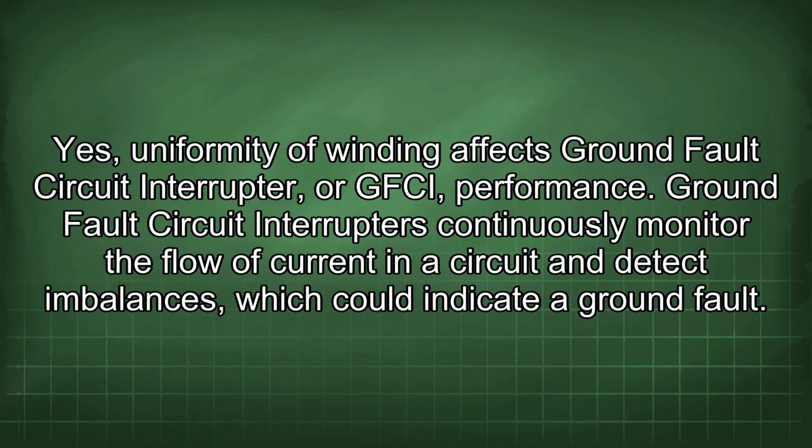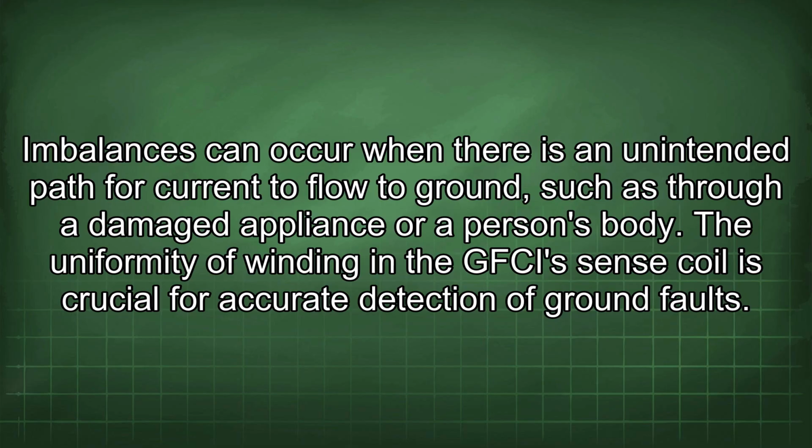Yes, uniformity of winding affects ground fault circuit interrupter, or GFCI, performance. Ground fault circuit interrupters continuously monitor the flow of current in a circuit and detect imbalances, which could indicate a ground fault. Imbalances can occur when there is an unintended path for current to flow to ground, such as through a damaged appliance or a person's body. The uniformity of winding in the GFCI sense coil is crucial for accurate detection of ground faults.